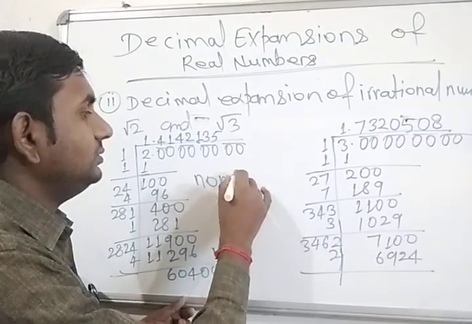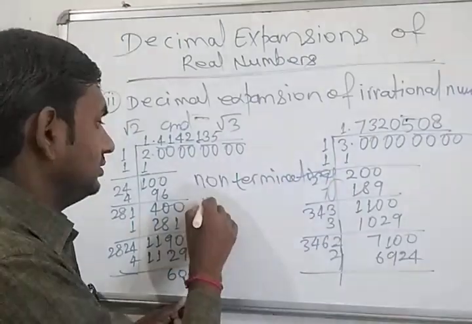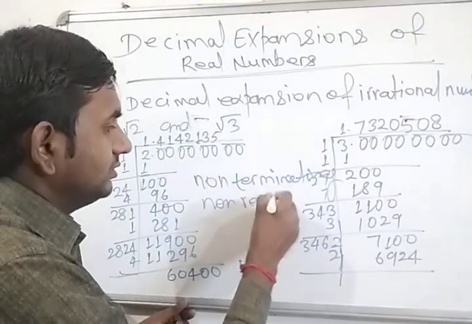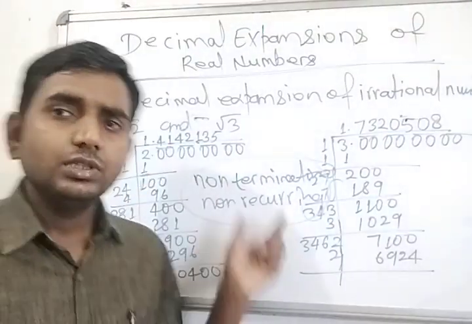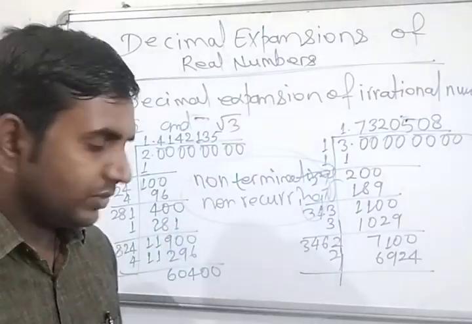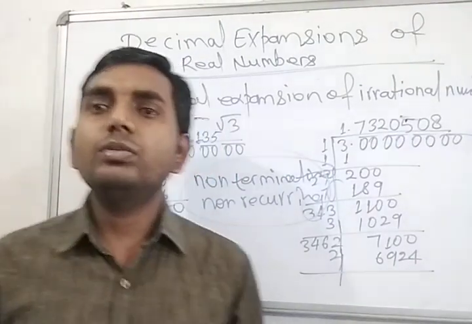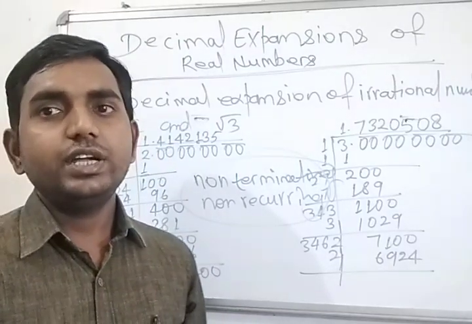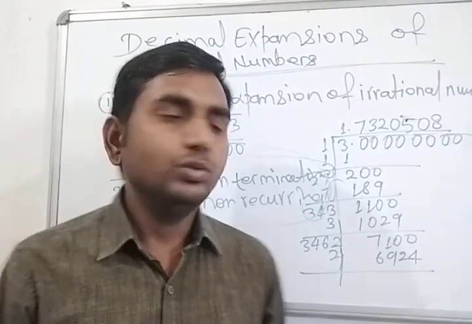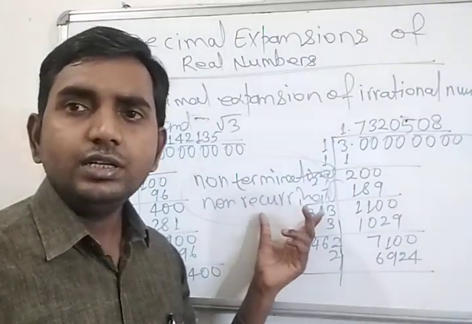It's a non-terminating, non-recurring decimal expansion of an irrational number. So it's clear that if you want to write an irrational number in the form of p by q, it's not possible to write it in the form of p by q. So it's called a non-terminating and non-recurring decimal expansion.